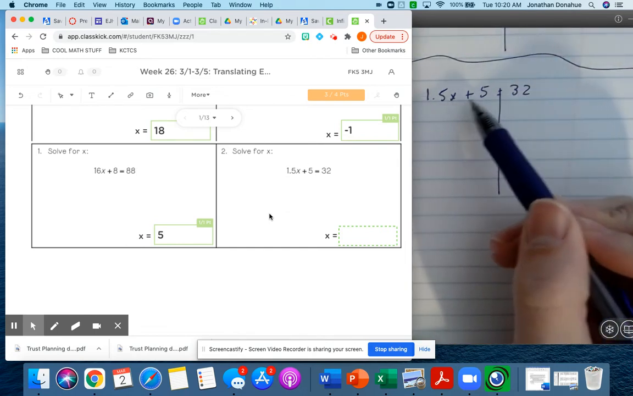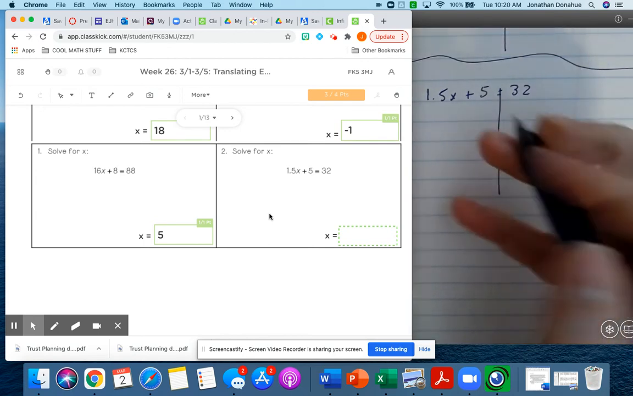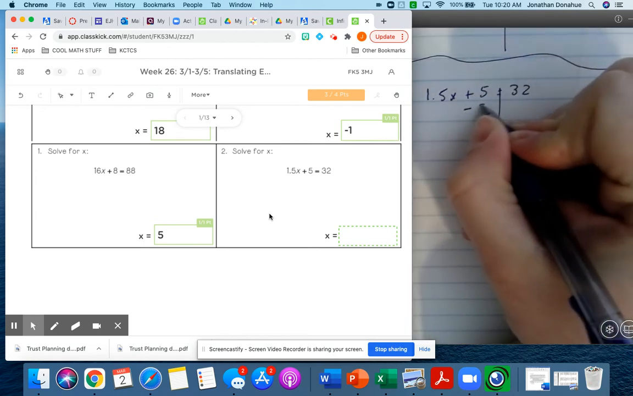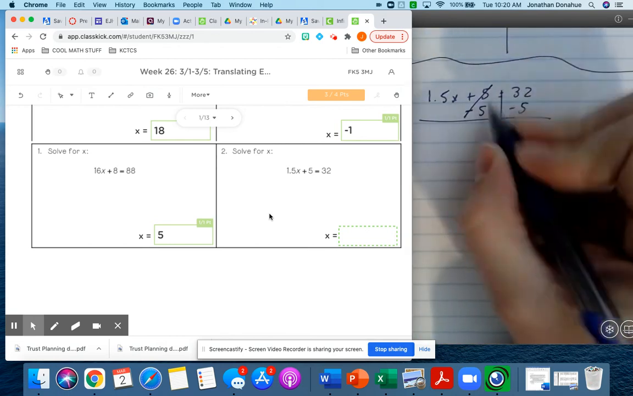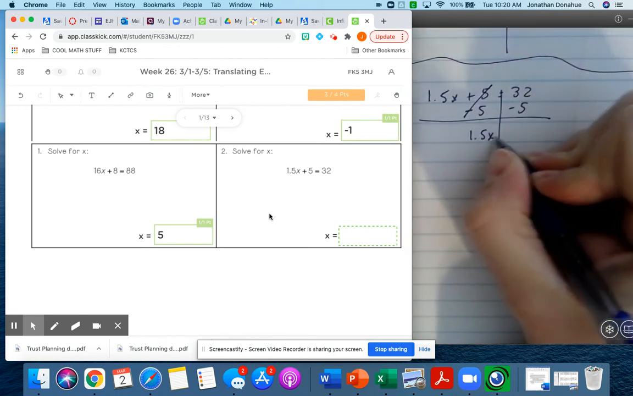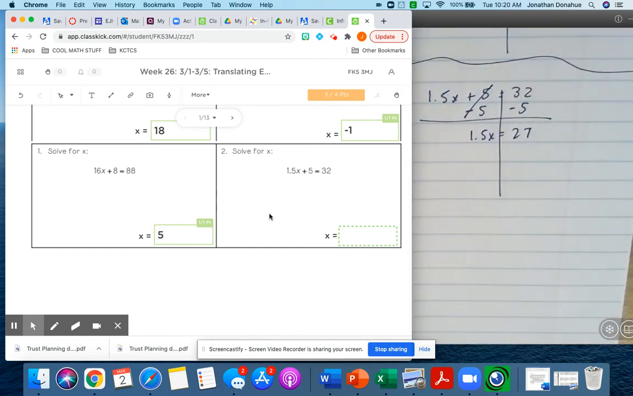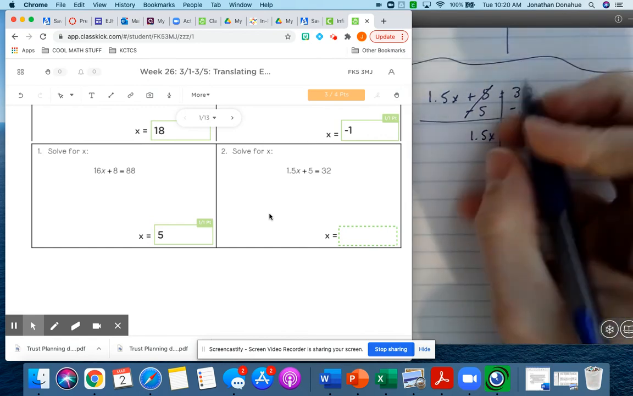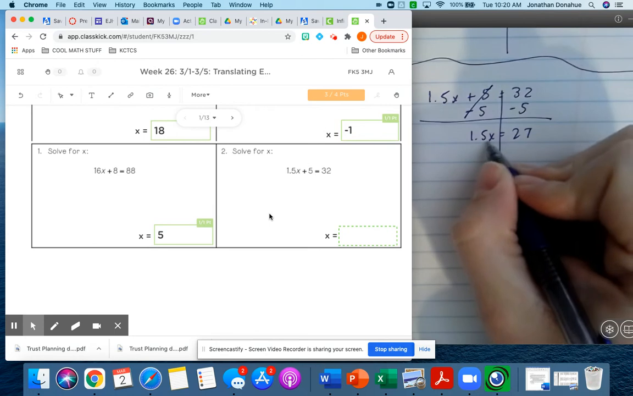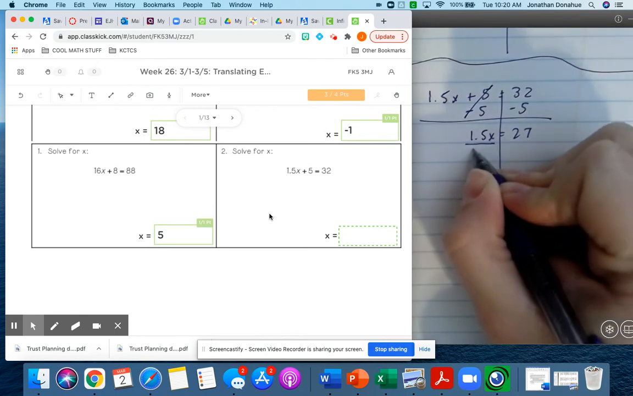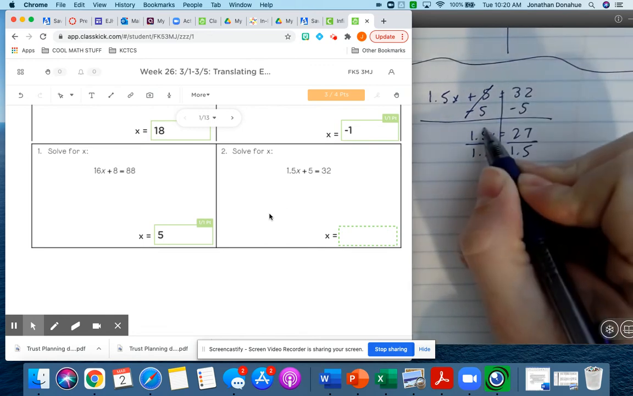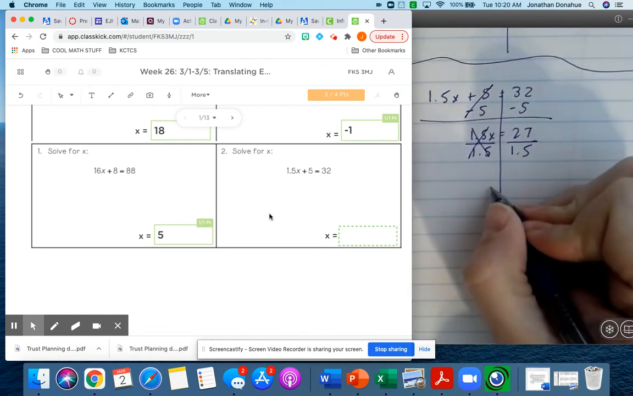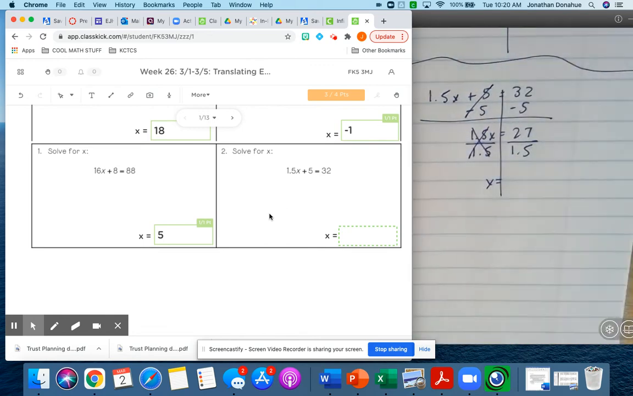So x's side, and then the number that hangs out by itself. So we need to get rid of plus 5. So we're going to do minus 5, minus 5. That's going to cancel and get us 1.5x equals 27. Okay. And then we need to divide this coefficient off because it shows multiplication. So we're going to divide by 1.5, divide by 1.5. That's going to cancel all of that, leaving x equals 27 divided by 1.5.